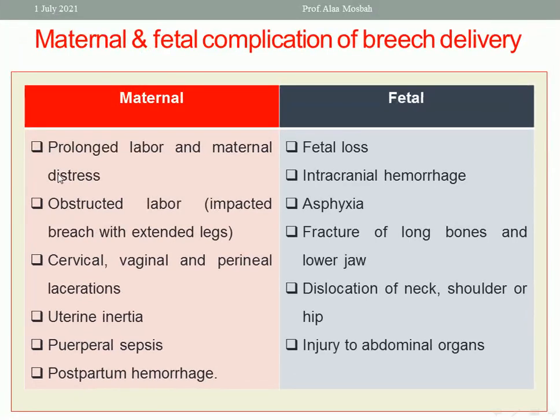So what are the complications? The maternal and the fetal. Maternal including obstructed labor, in case of impacted breech with extended legs, or prolonged labor and maternal distress, or uterine inertia, or cervical, vaginal, or perineal laceration, or postpartum hemorrhage, or puerperal sepsis. Fetal complications like asphyxia, intracranial hemorrhage, fetal loss, dislocation of the neck, shoulder, or hip, or injury to abdominal organs, or fracture of long bones and lower jaw.